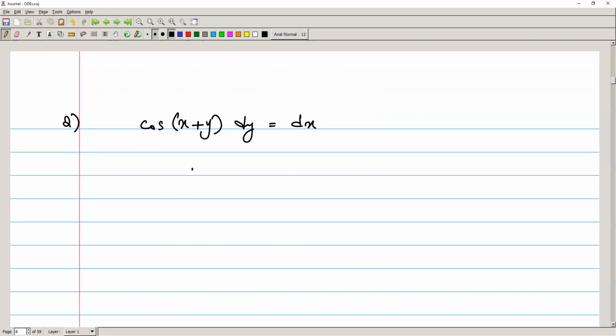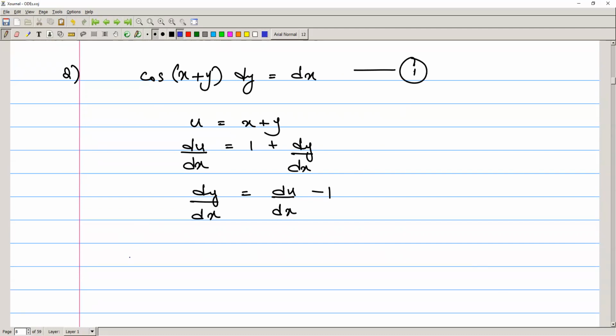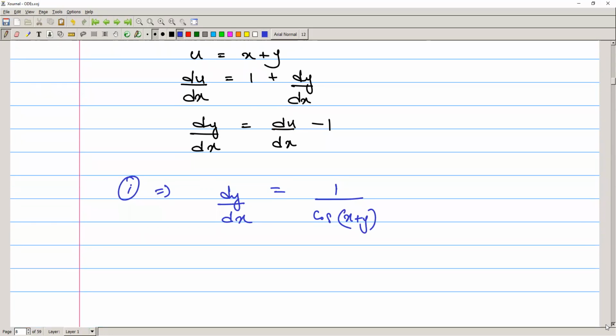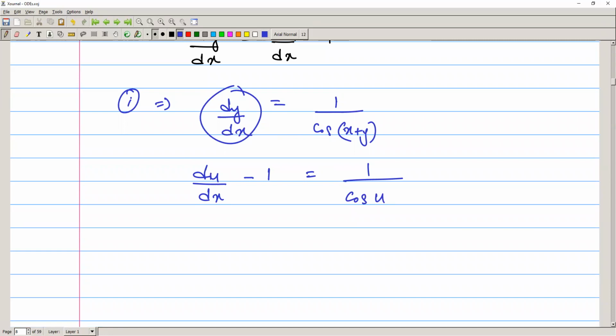But what we can do is suppose that u is equal to x plus y to make it variable separable. So it will be du over dx is equal to 1 plus dy over dx, right? So in place of dy over dx, we can write du over dx minus 1. Say this is equation 1. So from equation 1, this implies that dy over dx is equal to 1 over cosine of (x plus y), right? So we can write du over dx minus 1 in place of dy over dx, and then it's equal to 1 over cosine u, because x plus y is equal to u, we already supposed that.